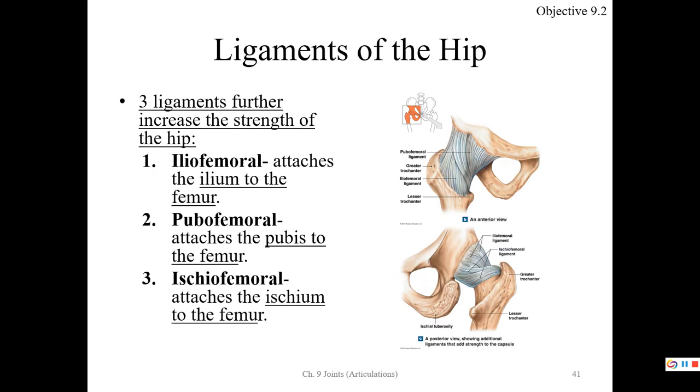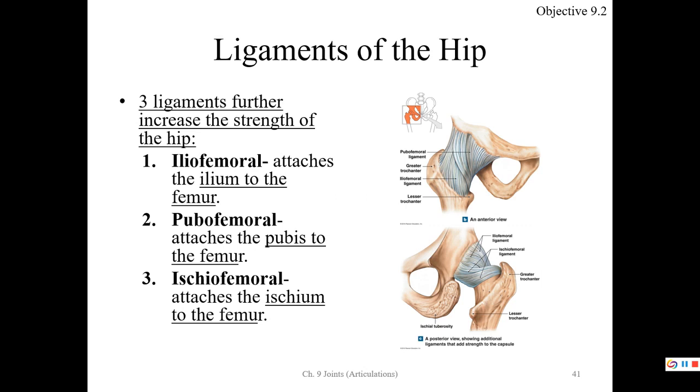All right. Now, in the hip, there are iliofemoral, pubofemoral, and ischiofemoral ligaments. Now, these ligaments add extra strength. They are very strong. One of the things they used to do to people back in the day is they would do something called draw and quarter. And what they would do is they take each arm, tie it to a horse, each leg, tie it to a horse, slap the horses, and the horses would go in separate directions and pull you apart.